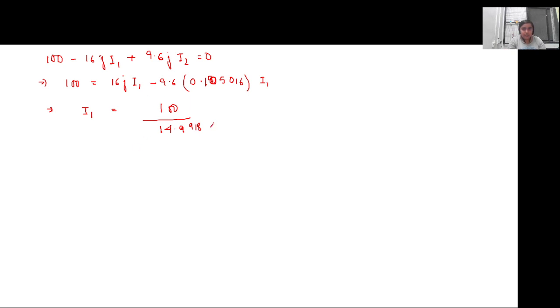So j will be in the denominator. So this is equal to 14.9918 j I1. So this comes out to be 6.67, and j, if you bring to the numerator, it will be minus j, right? So it is minus 6.67j amperes. Everyone is getting this?